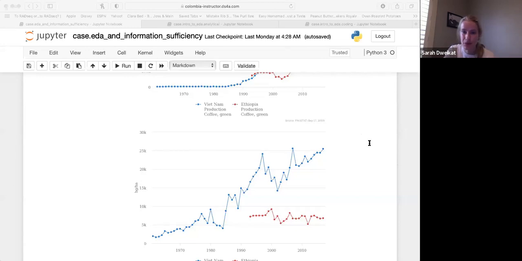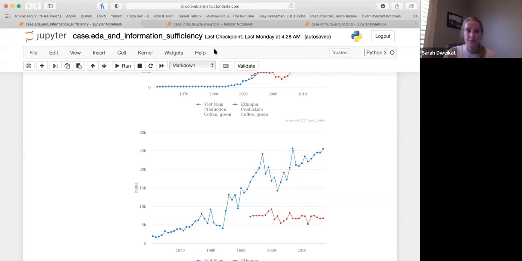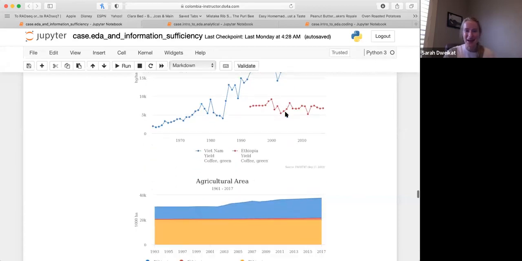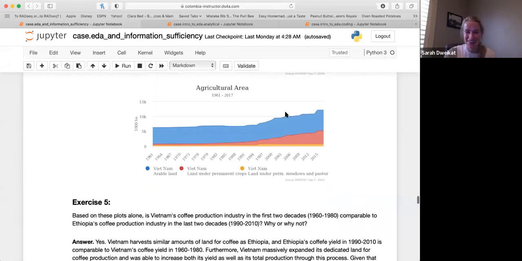Okay, really good points. And yeah, someone made a great point about trade agreements that we saw previously, thinking about the geopolitical situation of Ethiopia versus Vietnam. So these are all really wonderful points, and absolutely things that you should think about. So let's get back on track for our case.